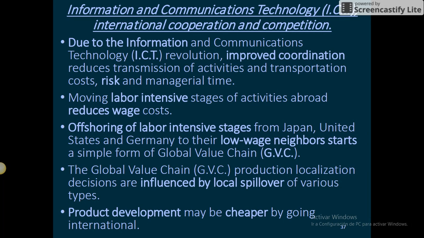Offshoring of labor-intensive stages from Japan, the United States and Germany to their low-wage neighbors starts a simple form of global value chain, GVC. The global value chain production localization decisions are influenced by local spillovers of various types. Product development may be cheaper by going international.